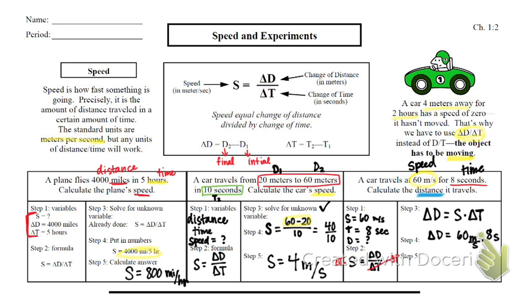Okay, so the math you're going to do here. What is 60 times 8? 480. And then let's talk about what happens to our units this time.